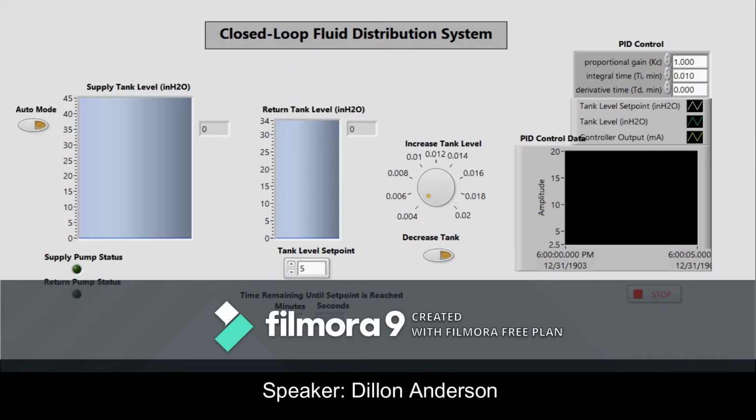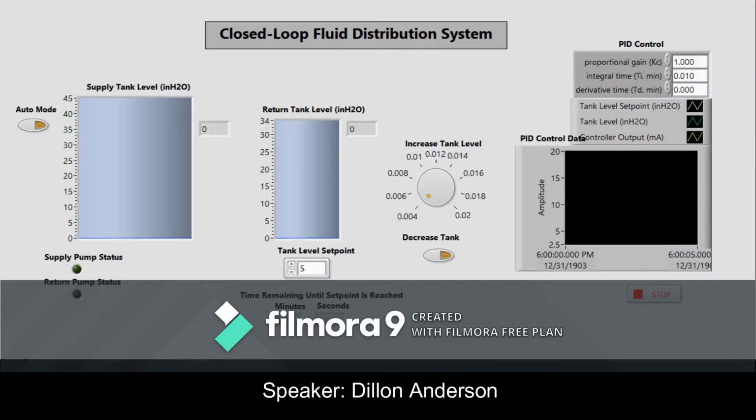As you can see, we have a supply tank level that shows our supply tank level in ranges of inches of H2O. We have a return tank level, which shows our return tank level in inches of H2O. We have a variable input that allows us to adjust the tank level within our return tank, and that can be set all the way up to 30 or 0. A supply pump status indicates if the supply pump is on, which is the three-phase pump. The return pump status indicates that the return pump is on, which is the single-phase pump.